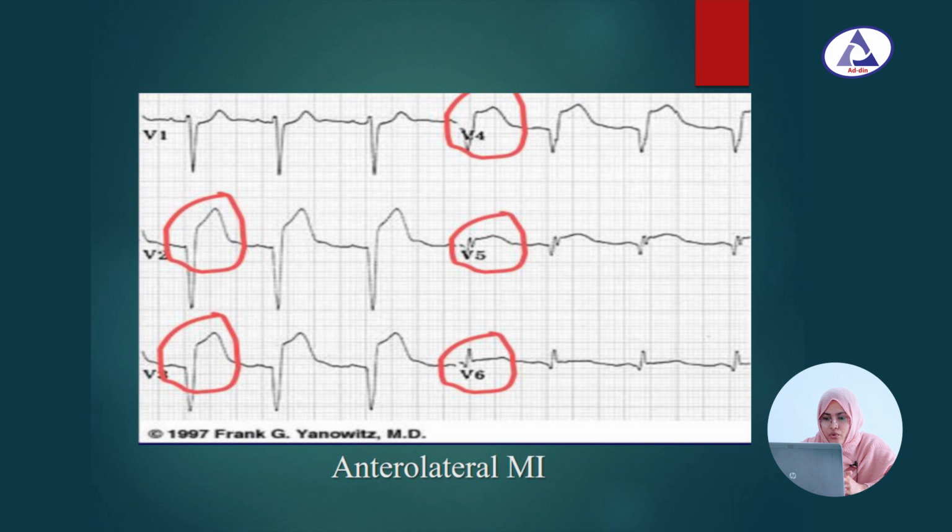This graph is showing ST segment elevation in V2, V3, V4, V5 and V6, and this indicates anterolateral MI, because we know that V2, V3 and V4 indicate electrical activity of the anterior portion of the heart, and V5 and V6 indicate electrical activity that occurs in the lateral portion of the heart. That's why this is showing anterolateral MI.